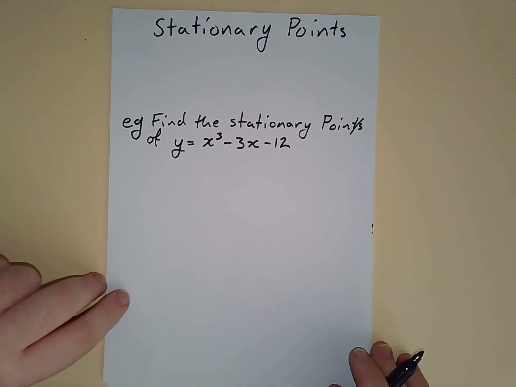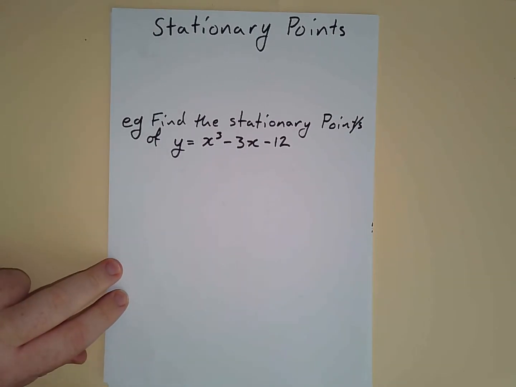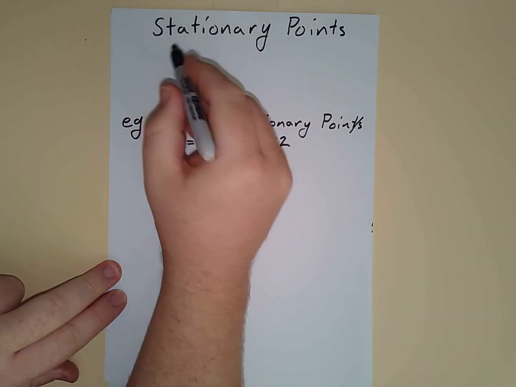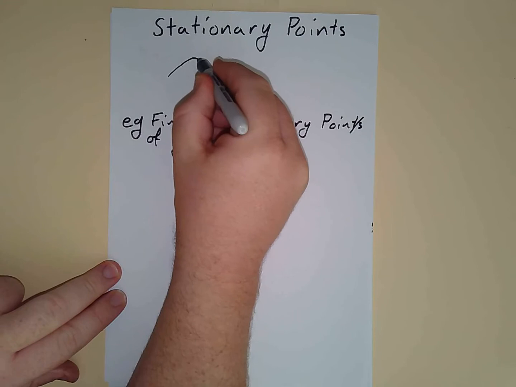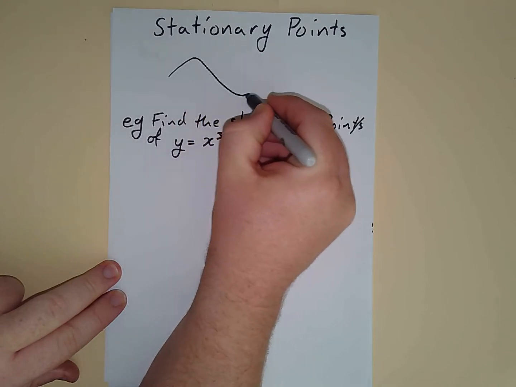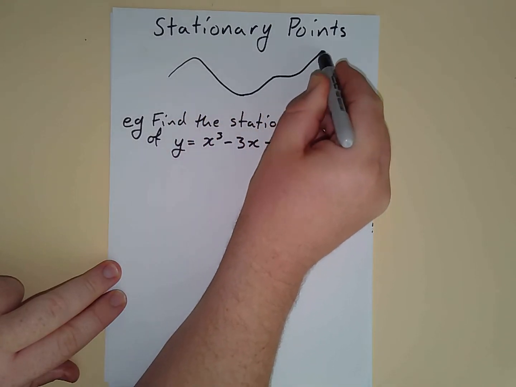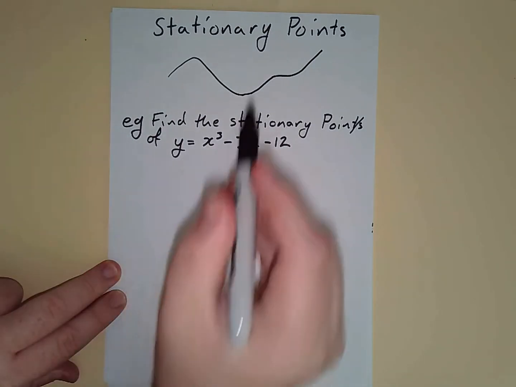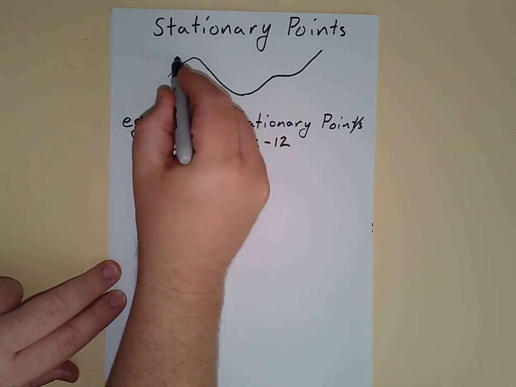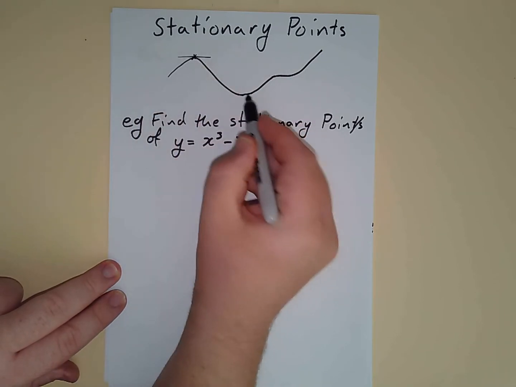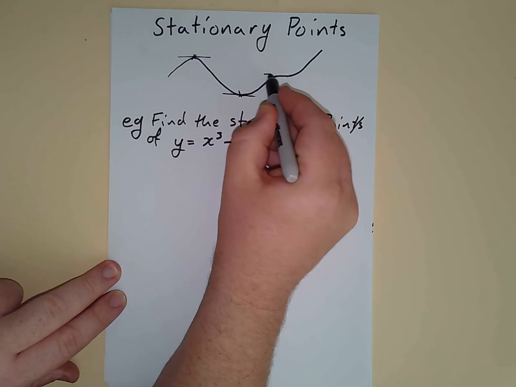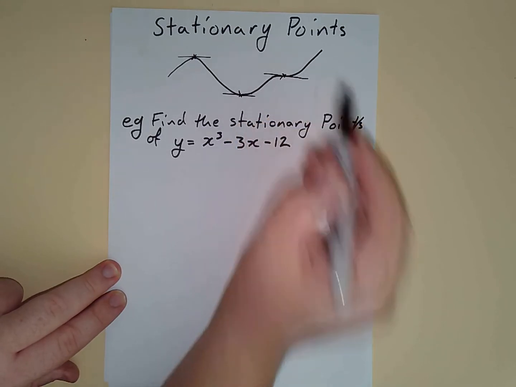Okay, so today we're going to look at stationary points. Just a reminder from last year, if you've got some function, and let's draw the function in, say it looks something like that, then a stationary point's any point where the gradient is 0. So we'd have a stationary point here, a stationary point there, and if I've drawn this correctly, a stationary point here.